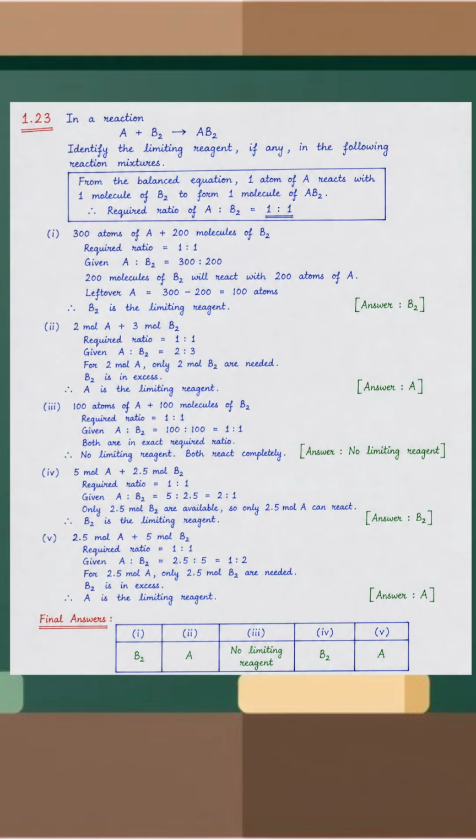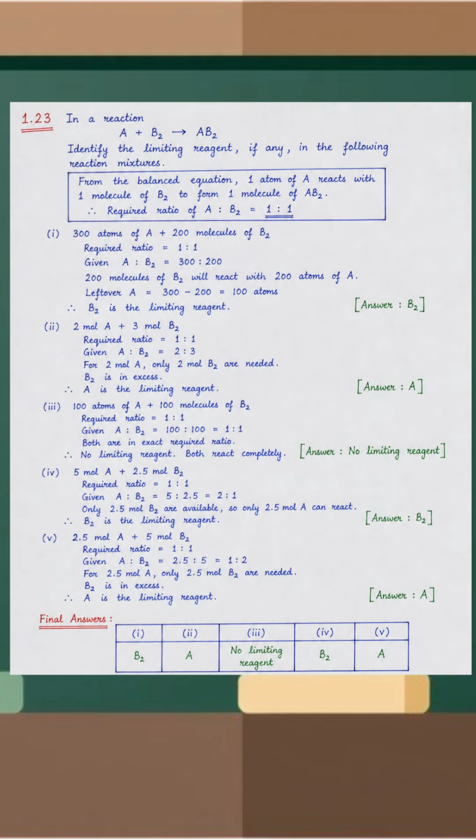Part 3. 100 atoms of A react with 100 molecules of B2. Required ratio is 1:1. Given ratio is also 1:1. So, both reactants are in exact proportion. No reactant is left. Therefore, there is no limiting reagent.